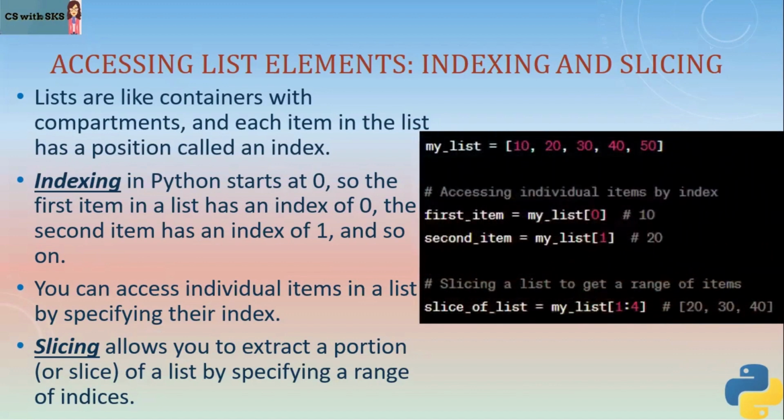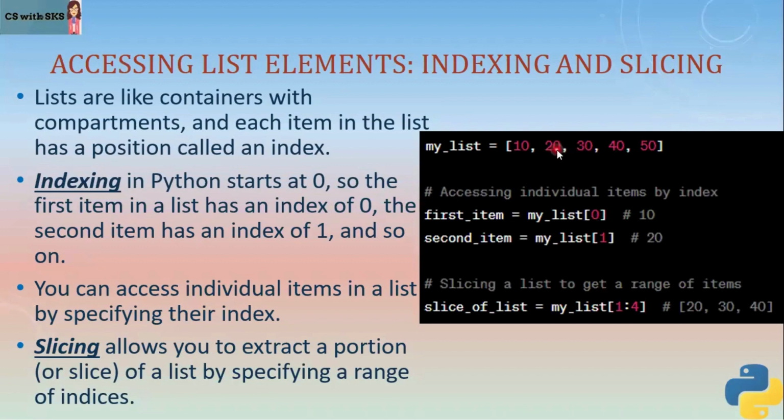So here is one example. Let's say list name is my list. Elements are 10, 20, 30, 40, and 50, all numeric. Now, how can I access first element? To access first element, which is 10, I can write, this is a variable where I'm storing first element. So first_item equals my_list, which is name of this list, square bracket and 0. Now, because first element has index value 0, so 0 will give me 10.